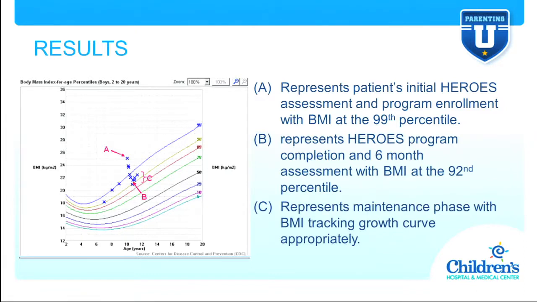This is a growth chart of one of our kids, and at point A, that was where the BMI was at the initial visit, and you can see it's way over where it needs to be. And at B, that was at the completion of 6 months of the program, so you can see where the BMI dropped way back into a normal pattern. And then we did a maintenance phase at C, and as this child got older, the BMI followed the appropriate curve. So this child maintained a normal weight for them, which we're so excited about.